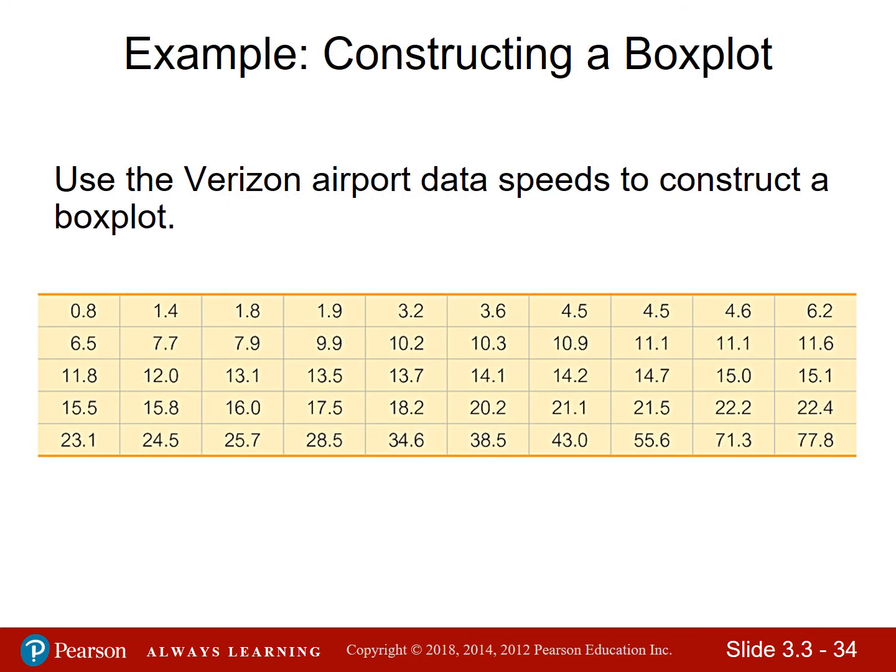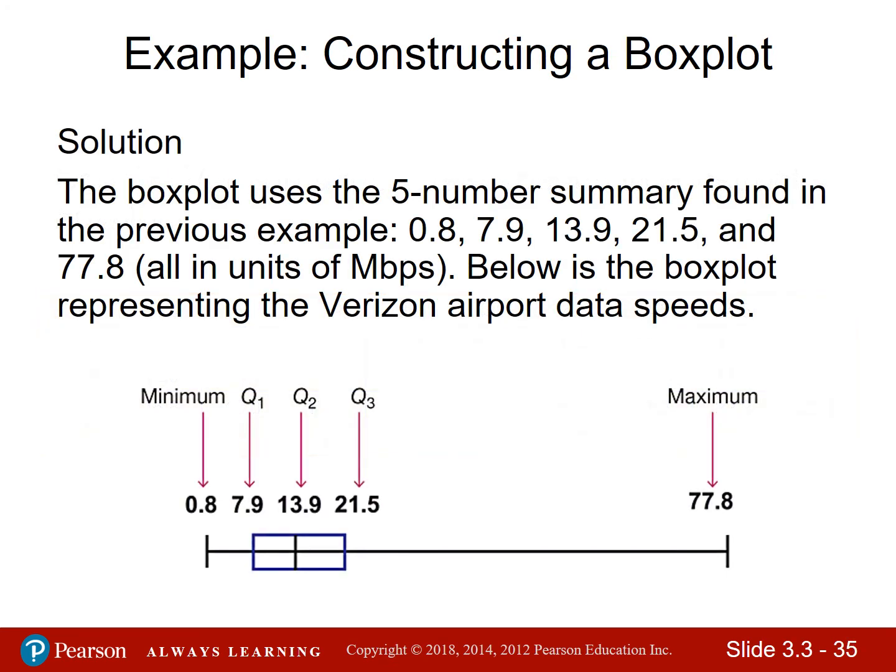So if you have this data and you want to construct the box plot, you can see here the minimum is here, the maximum is here, and the box starts from Q1, 7.9, and Q2 is the median. You draw a line at the median, and Q3 is here. You have to label it and make sure you follow the unit. This is 0.8 here, and this is 77.8, so you have to respect the unit.